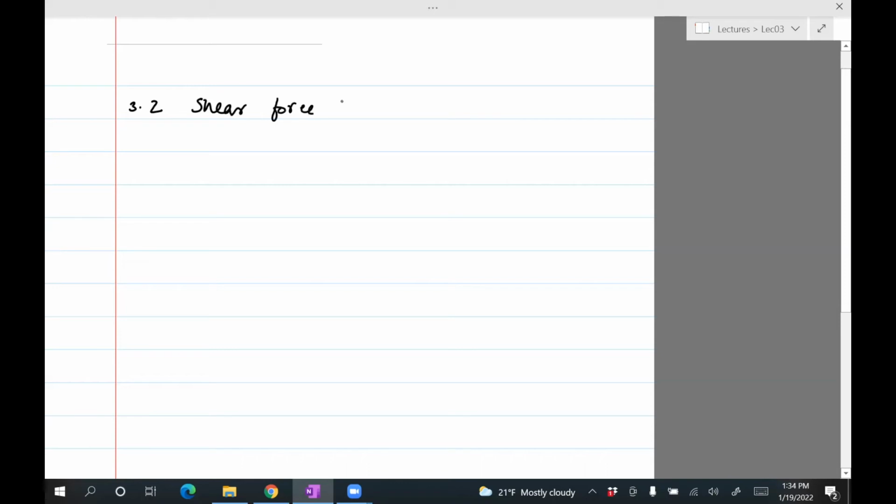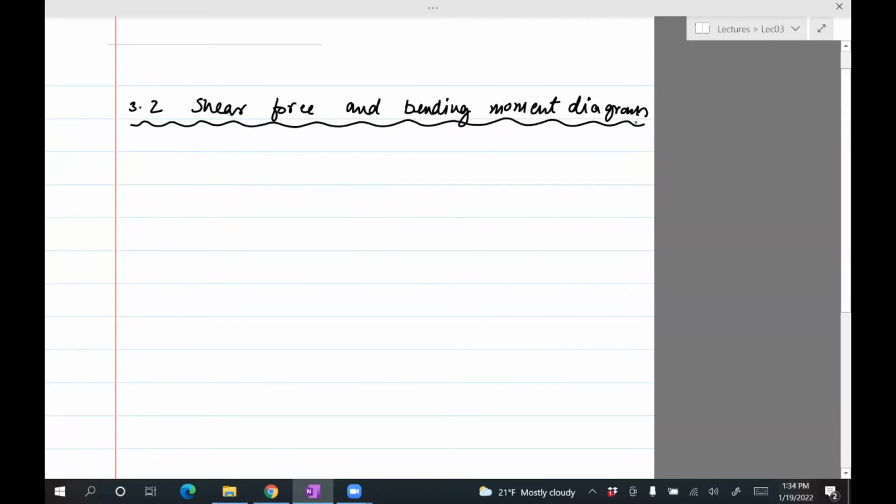Shear force and bending moment diagram. Okay, so what are these? Well, here's our concept.